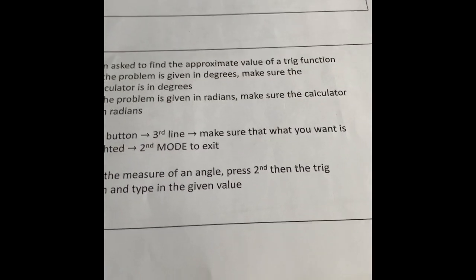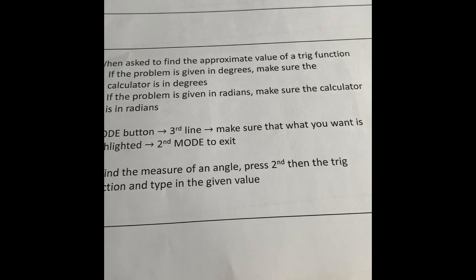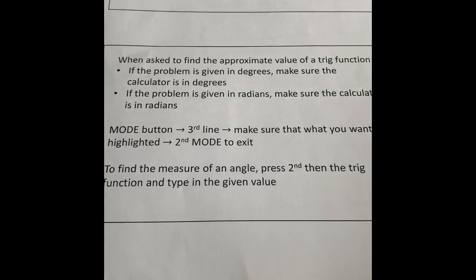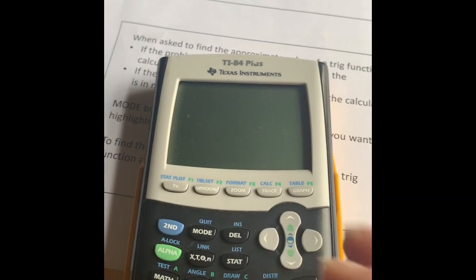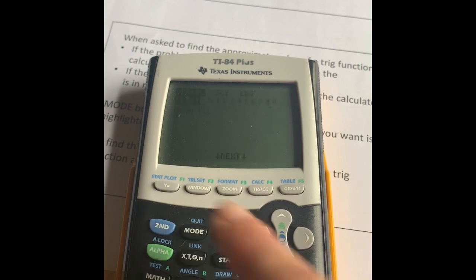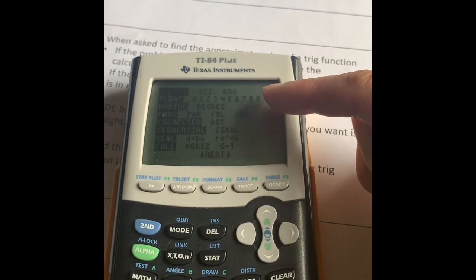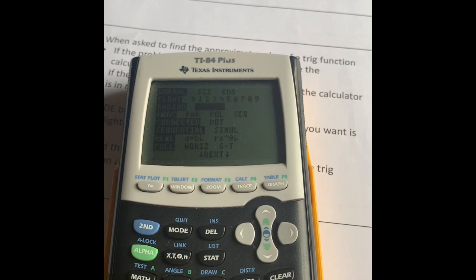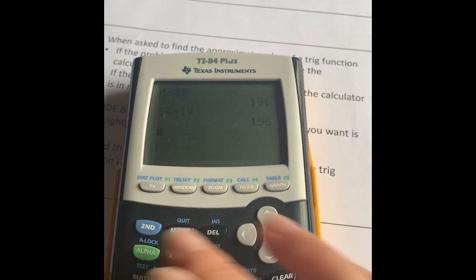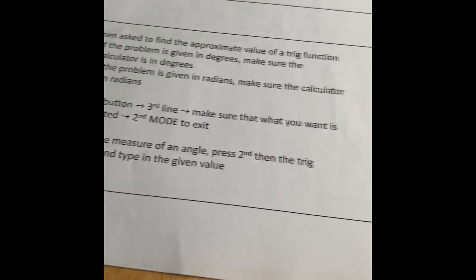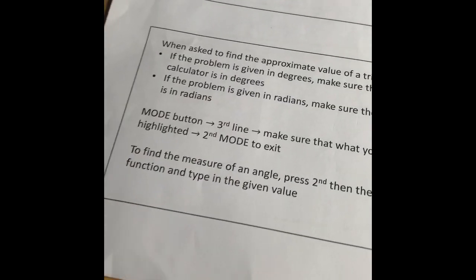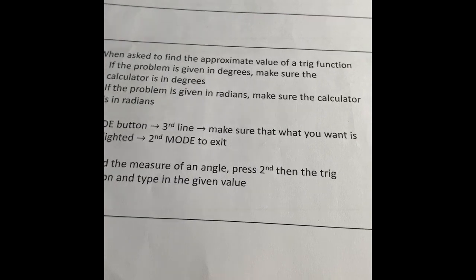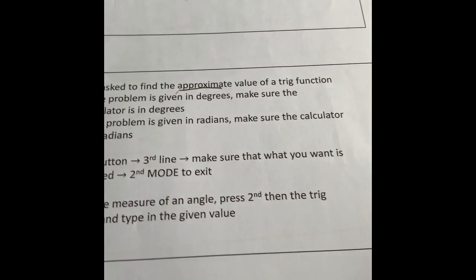The last slide is just an informative slide. Whenever you're asked to find the approximate value of a trig function, if the problem is given in degrees, make sure that the calculator is in degrees, and if it's in radians, make sure it's in radians. So in the calculator, you can hit this mode button here, and you'll see that the third line has radians and degrees. So if I want my problem in degrees, I would scroll down and over on top of degrees and hit enter. You have those online calculators and the cell phone calculator that I provided to you guys. Make sure that you can do that on these as well. So just make sure you read through these instructions anytime they're asking you to find the approximate. That's the key there. The approximate value of a trig function.